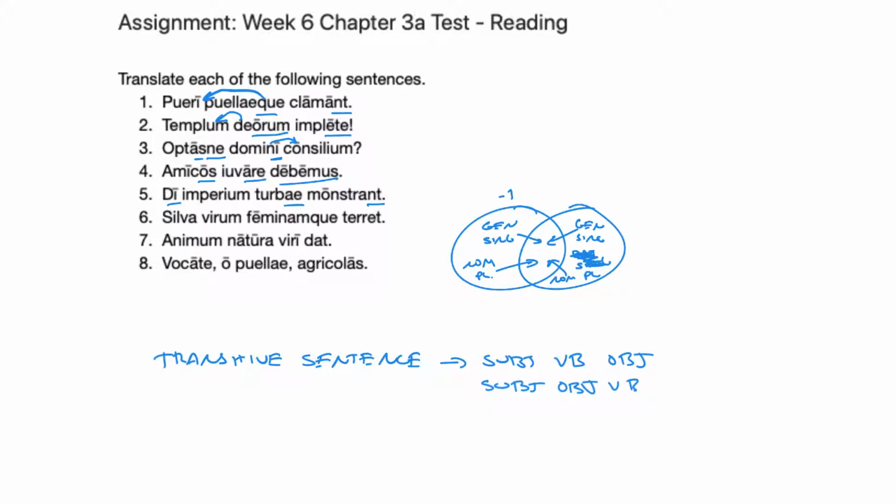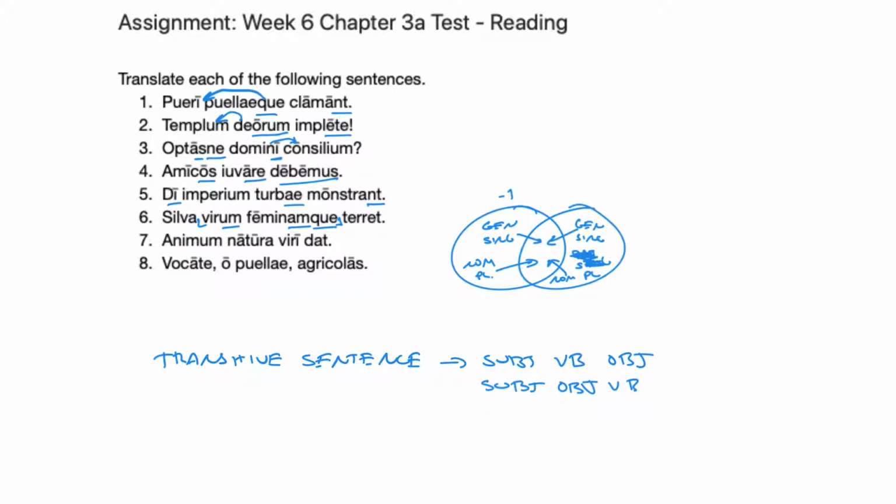Number 6. All right, so silva virum feminamque terret. Similar to number 1, we have that conjunction que. Conjunctions are going to join like things. Because it is attached to an accusative, that means feminam is going to be joined to another accusative, which is going to be virum. So sometimes it's a good idea, if you can, to bracket those things to let yourself visually know that those are a single unit. So silva terret virum feminamque.